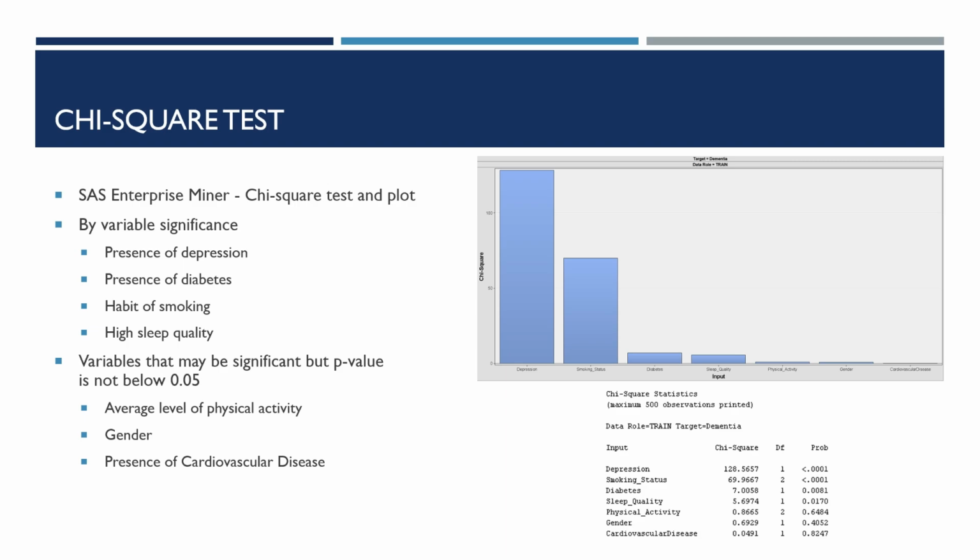Along with the association rules mining, the significance of each variable in predicting the target variable dementia was tested with a chi-square test, shown in the slide through the histogram on the top right. The influence of depression and diabetes was expected based on known risk factors. However, the graph provided through SAS Enterprise Miner also included smoking, sleep quality, physical activity, and gender as significant predictors of dementia. Though only sleep quality was statistically significant, gender, physical activity, and cardiovascular disease were still variables considered significant enough to include in the visualization despite the inability to reject the null hypothesis for these three variables.